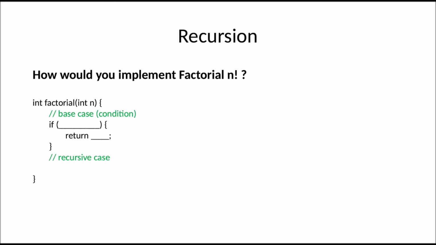So base case, we have a condition and then a return statement. And what should be in the condition? When do we want to stop for factorial? So when n is less than or equal to 1, I just return 1. And for the recursive case, I do n times factorial of n minus 1.